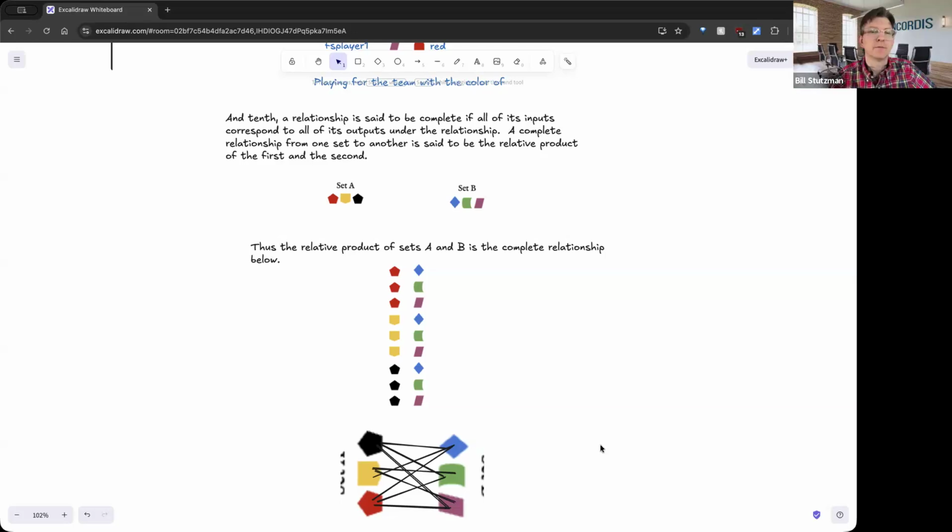Right. Are all complete relationships equivalence relationships? I assume not. No, because set A and set B may not be the same set. So in your example, in terms of our shapes, if set B was the identical shapes and colors, then that complete relationship would be an equivalence relationship. That is correct.